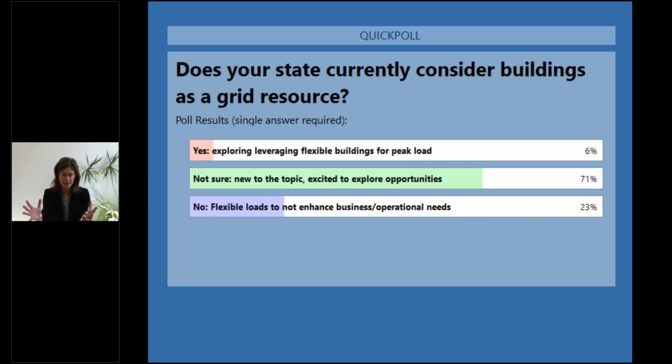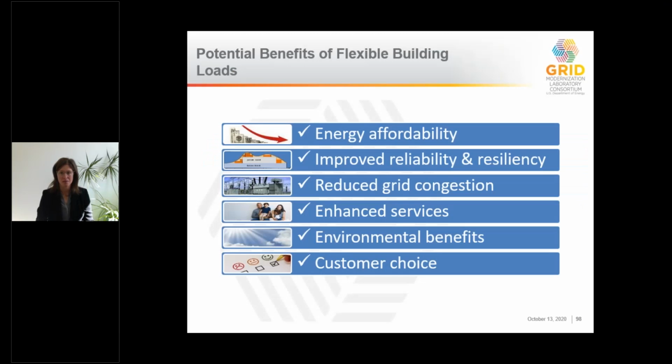Great. So this is excellent. So it's great to see that even 6% of you are exploring leveraging buildings for peak loads. That's great to hear. I'm not surprised that 71% is not sure. This is a new topic, and that's helpful for me for how much detail to dive into here. And also interesting to see the 23% no response here. And I would be curious maybe in the discussion later to explore that a little bit more to see if you think that your business or operational needs will change down the road.